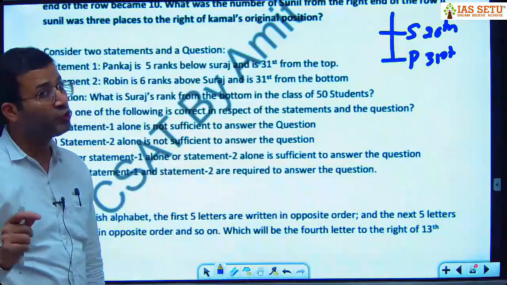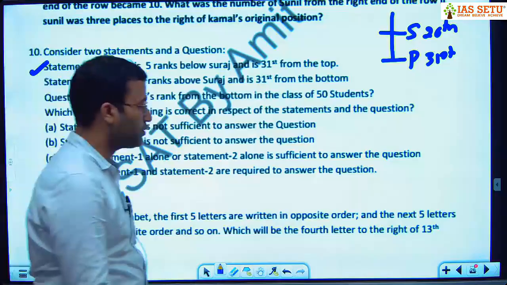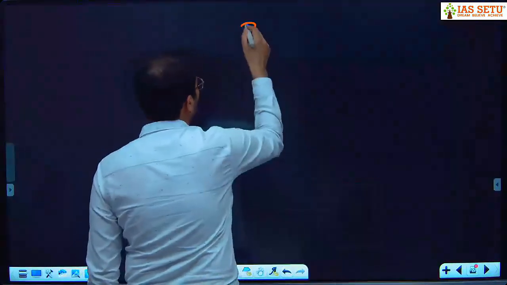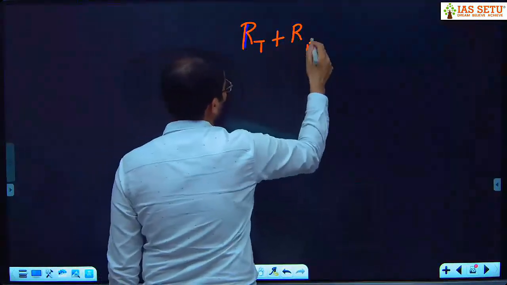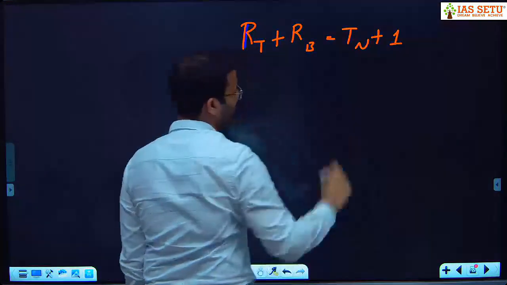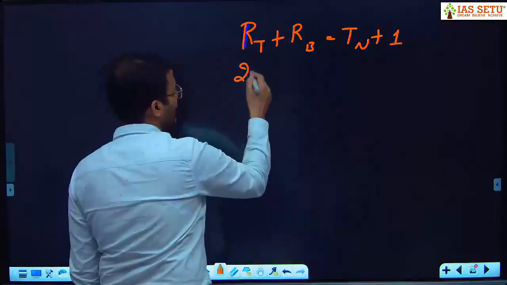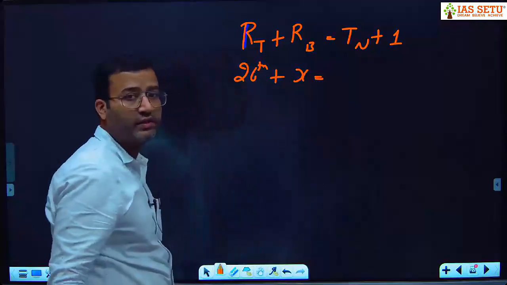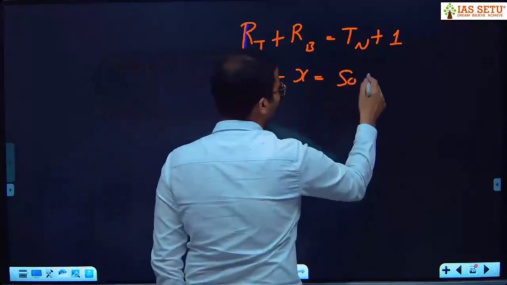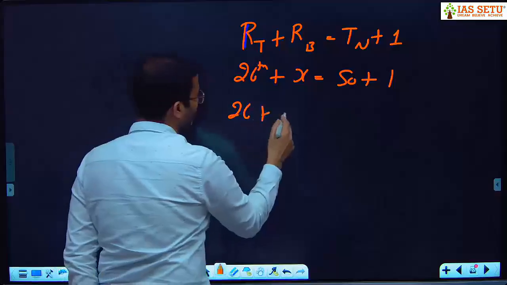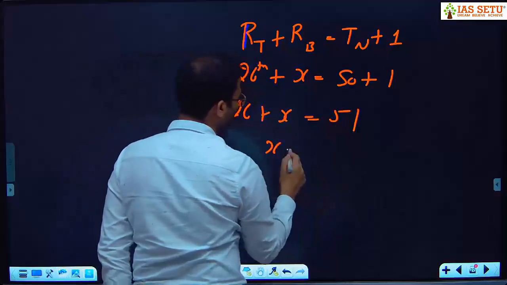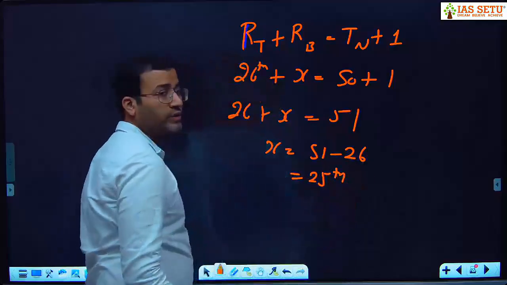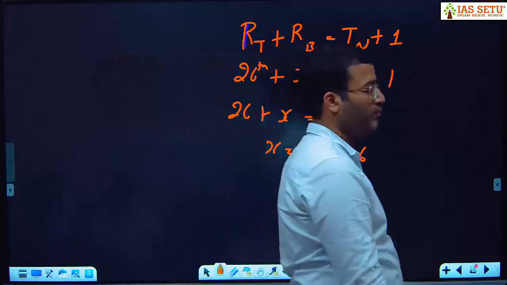Can you tell me what is Suraj's ranking from the bottom? Yes, because we have a formula: ranking from top plus ranking from bottom is equal to total number plus 1. Suraj is 26 from the top, from bottom we take x. How many total students are there? 50, because it is given in the question already. So 26 plus x is equal to 51. So what is x? 51 minus 26, 25th. So it means Suraj is 25th from the bottom.